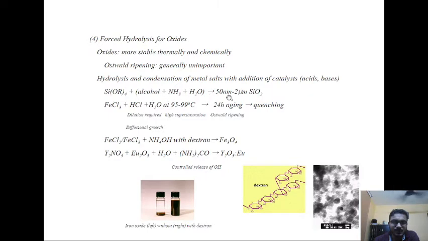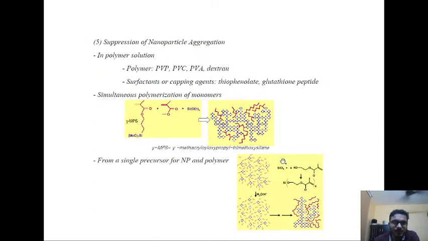Out of this, what we are getting is 50 nanometer to 2 micrometer SiO2, and here we have one more chemical reaction, which is followed by 24-hour aging and quenching. And furthermore, chemical processes are given here in the last two equations also. Fifth one is suppression of nanoparticle aggregation.